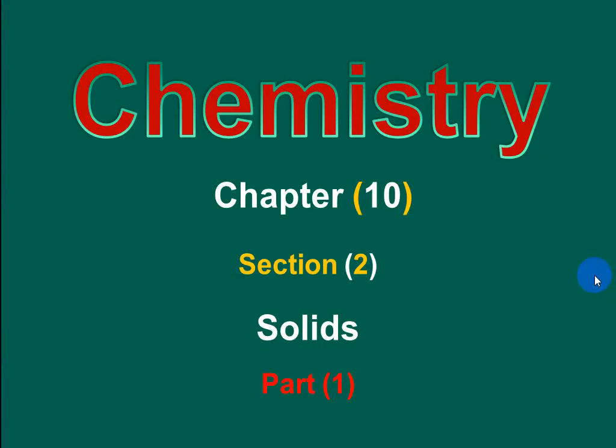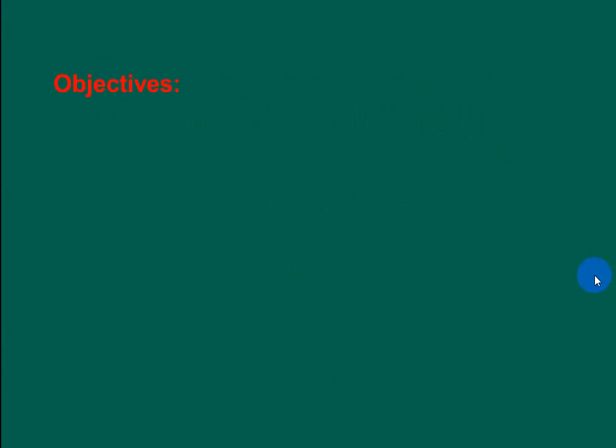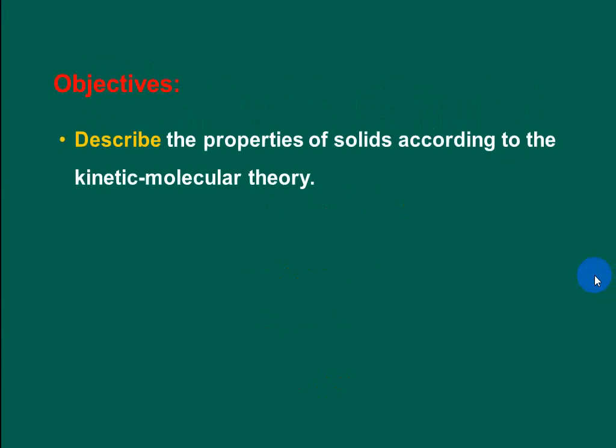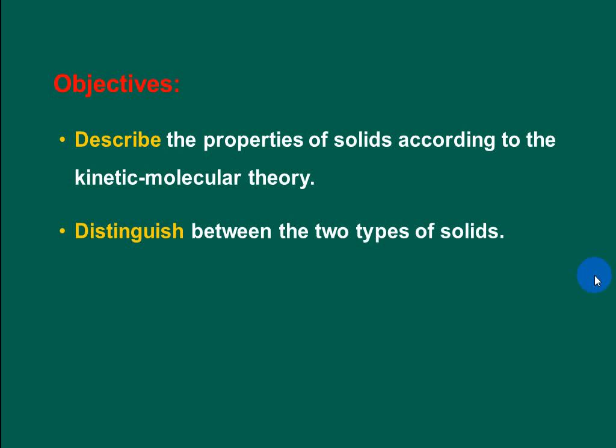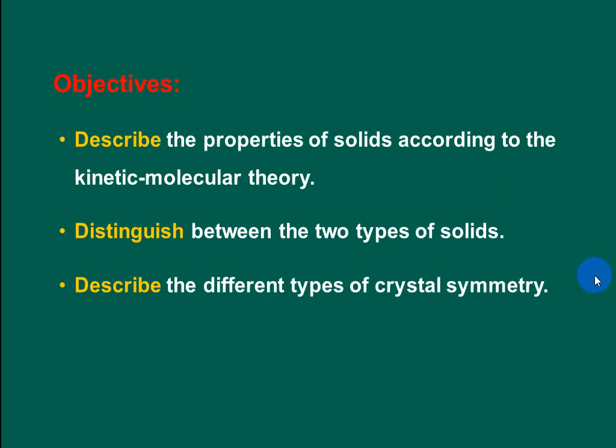Today, inshallah, I'll discuss Chemistry Chapter 10, Section 2, Solids, Part 1. Objectives. The objectives of our section are to describe the properties of solids according to the kinetic molecular theory, distinguish between the two types of solids, describe the different types of crystal symmetry, and define crystal structure and unit cell.